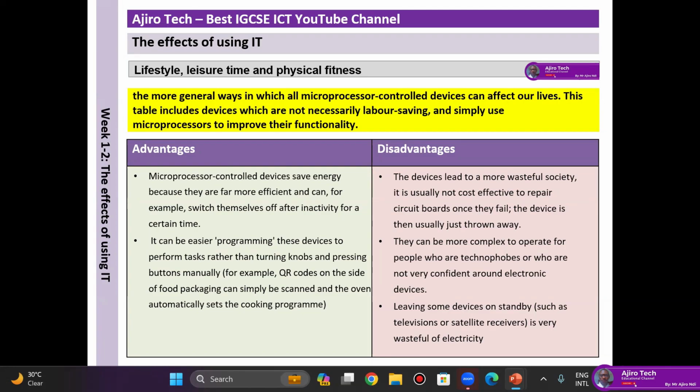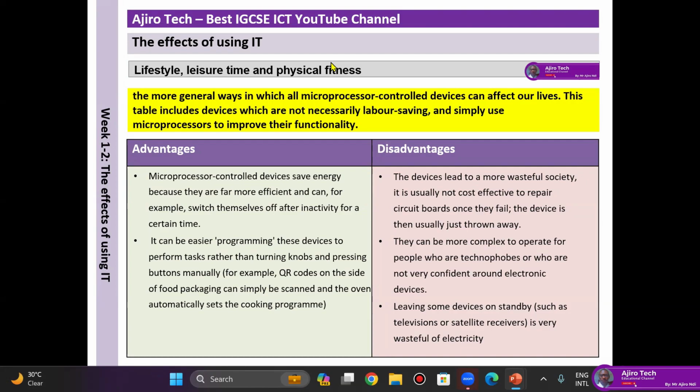It can be complex to operate. People who are technophobic, the technophobes, are not really confident around electronic devices. When it comes to electronic gadgets, they don't really know how to use them, they just prefer one thing, and when they're exposed to something new, there's that technophobia. So that becomes a disadvantage.